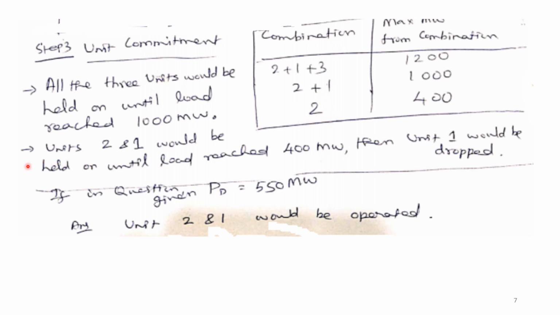This is the priority list method, and I have explained an example sum. Suppose in the given question they have given a demand value of 550 megawatt, meaning they have mentioned the load value. That means you select units 2 and 1 to be operated, because 1000 megawatt is the maximum megawatt from that combination and the demand is 550. So units 2 and 1 would be operated. That's the answer for the given PD value.